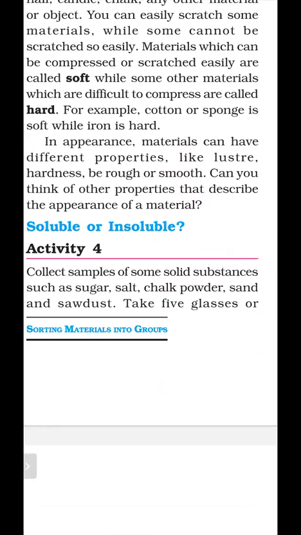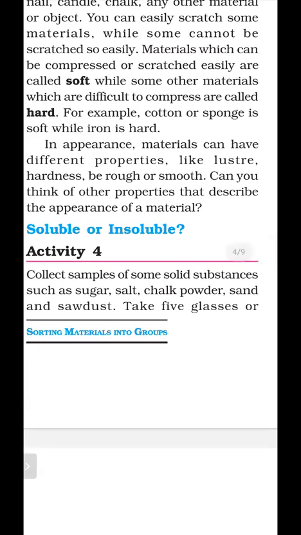What do you mean by soluble and what do you mean by insoluble? For checking soluble or insoluble, we are doing activity 4. Collect samples of some solid substances such as sugar, salt, chalk powder, sand, and sawdust.